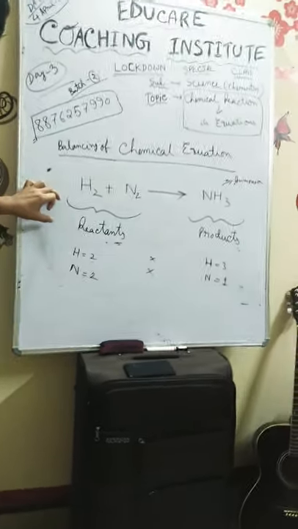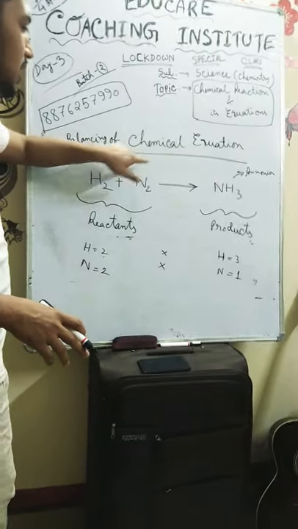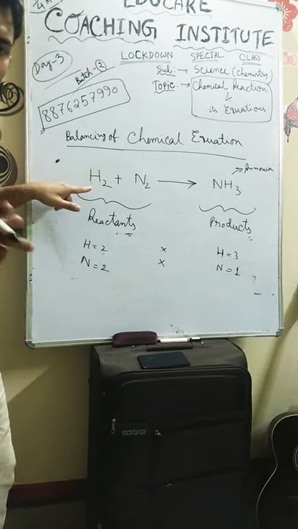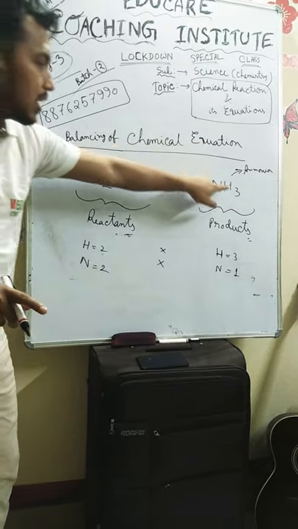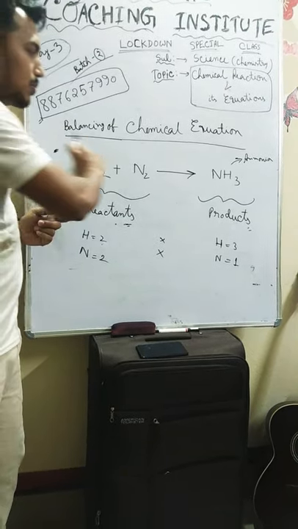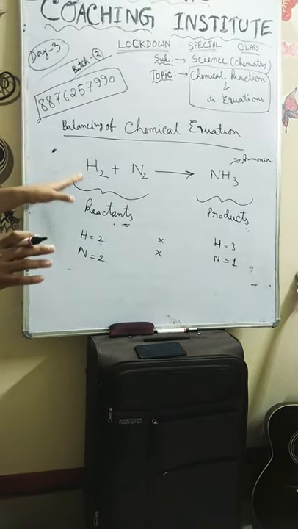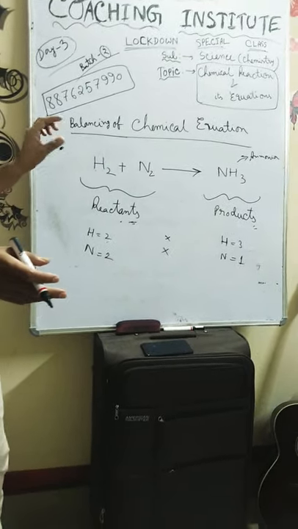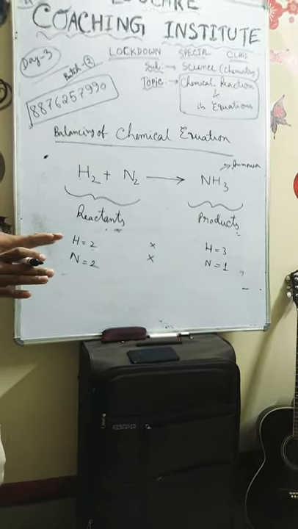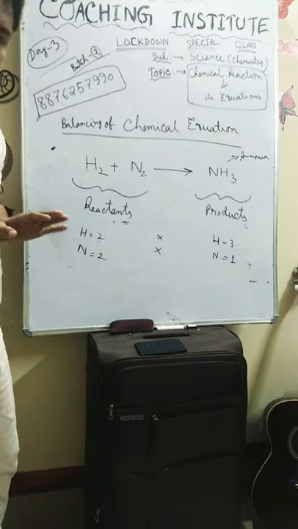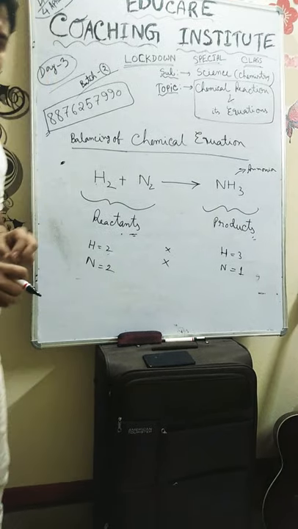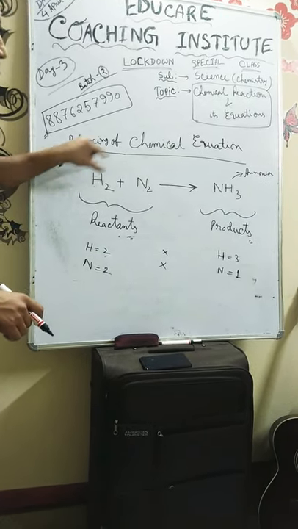if the number of atoms involved in the chemical equation or chemical reaction, meaning hydrogen and nitrogen atoms involved in these chemical reactions, if the number of atoms involved in the reaction or the equation are of the same quantity, then it is called balanced. Okay. How can we balance this?